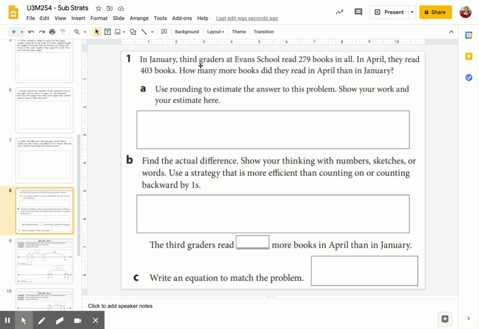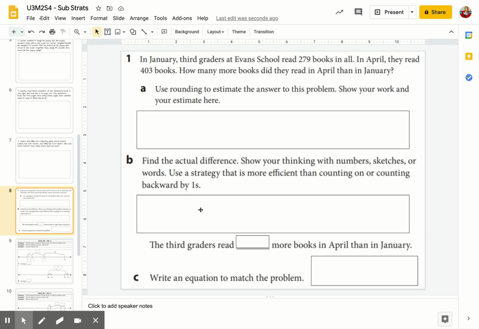In January, third graders at Evans School read 279 books in all. In April, they read 403 books. How many more books did they read in April than in January? Use rounding to estimate the answer to this problem. Show your work and your estimate here. Okay, so use rounding and then show your work and your estimate. Then you're going to find the actual difference. Show your thinking with numbers, sketches, or words.